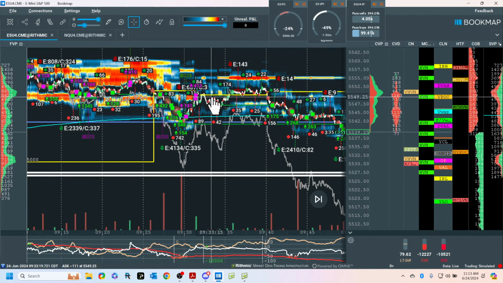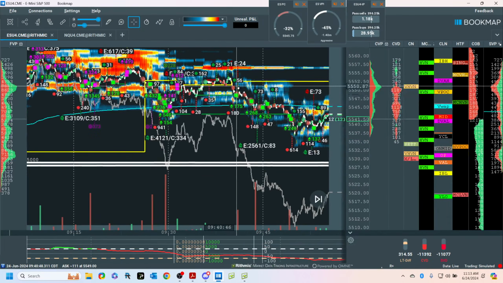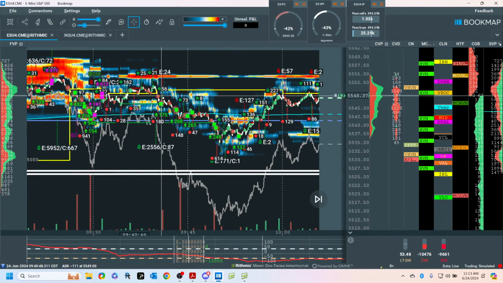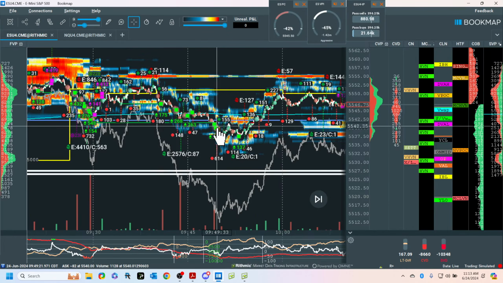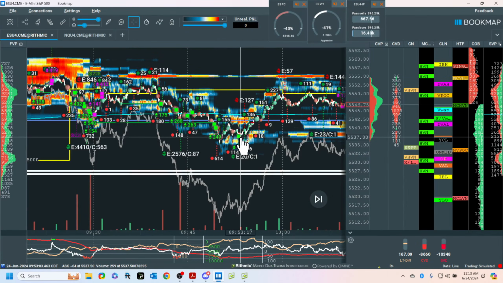So I have this now as support. You see it? This here is resistance. So if I hold this, I have to extend up right here. And what do we do? We break down. This trade's over. What are we doing? Mean reversion. So this is now mean reversion.